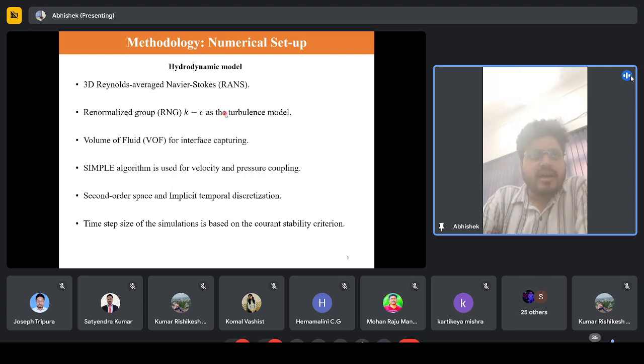And these are the other bullet points, like the SIMPLE algorithm. That's the name of the algorithm that is used for the coupling of velocity and pressure, and the types of discretization, and again the time step size is based on the Courant stability condition for the case. These things you need to know, or if you have any doubt you can ask me, or you need to read some good papers and standard textbooks to understand these terms.